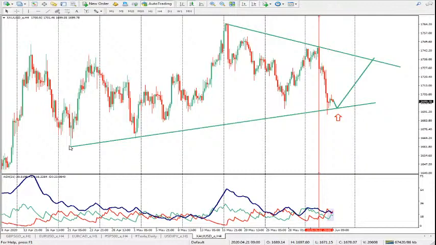Expect that buy to take us up to this point, up to this resistance, a resistance, a resistance. Expect a bounce from this point up to the resistance which you are seeing at the top.